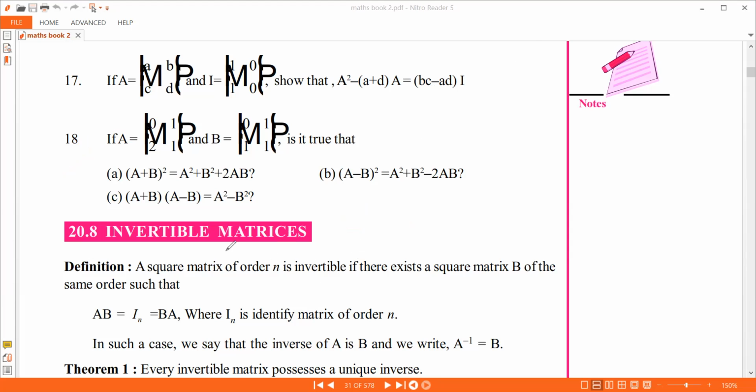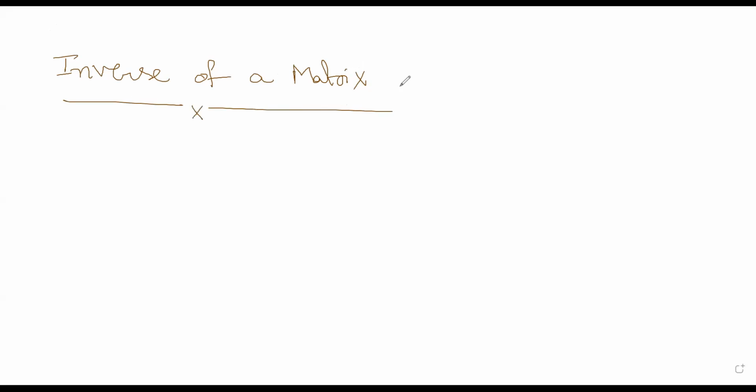The next part is invertible matrices. I'll explain one simple way, so you need not bother reading too much about this. What is the inverse of a matrix? Here you have to learn a formula. That's it. One formula and a trick. If you learn it, you can do this. Simple trick and simple formula.